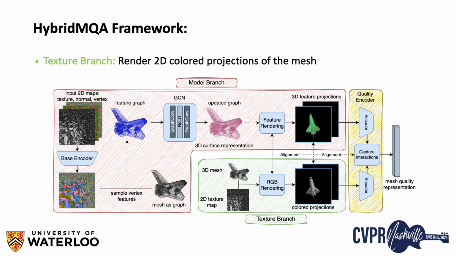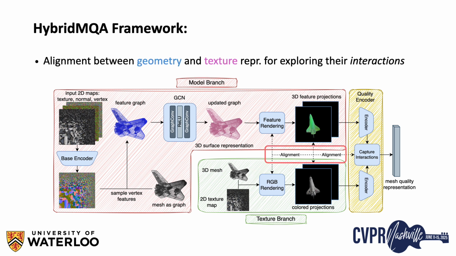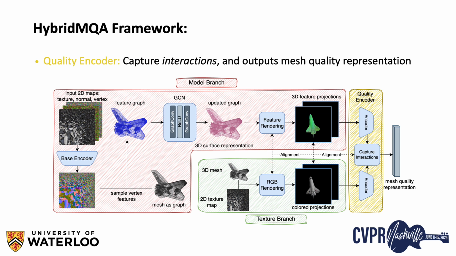Alongside the model branch that learns 3D surface representations, we also have the texture branch, which has a much simpler structure. It consists of just an RGB renderer, which renders 6 perpendicular colored projections of the input mesh. Now, to bring the outputs of both branches into alignment, we ensure that the two renderers use the same camera poses. This allows for pixel-to-pixel alignment between the 3D feature projections and the colored projections, which in turn lets us effectively explore geometry-texture interactions.